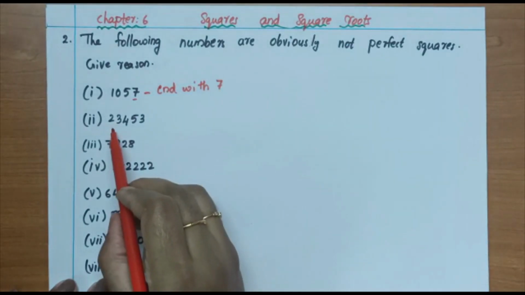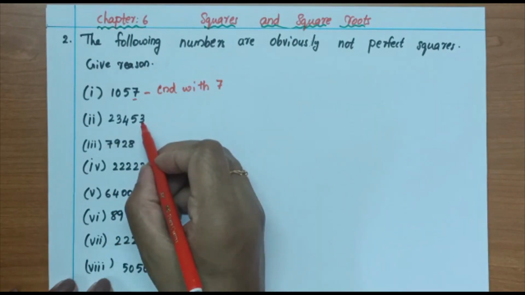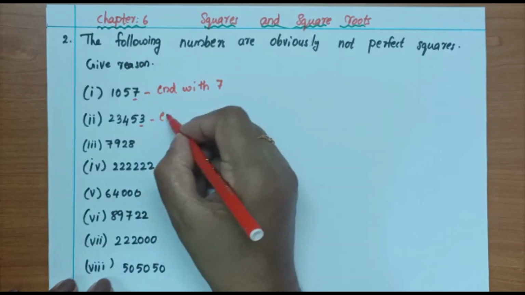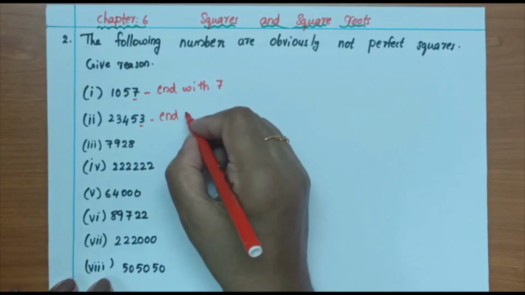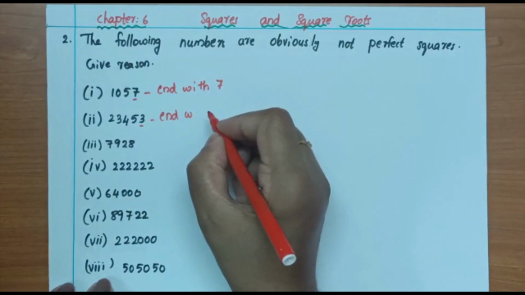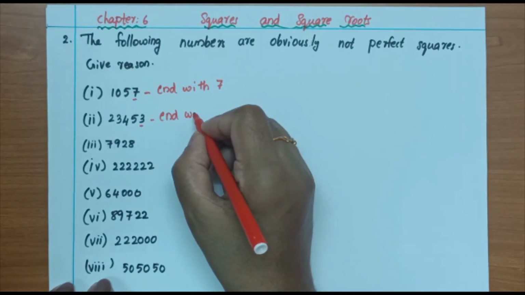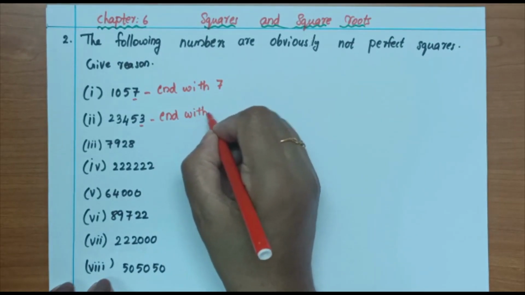The number should not end with 3. That means this is ending with a 3. That's why 23,453 is not a square number, because this ends with 3.